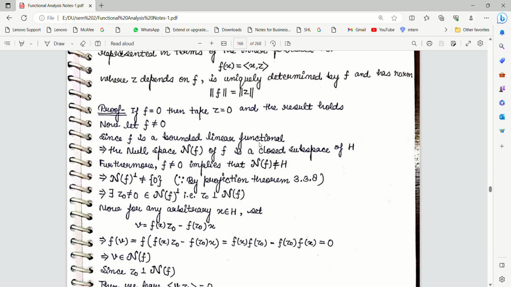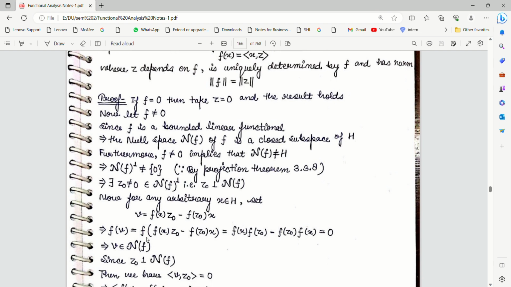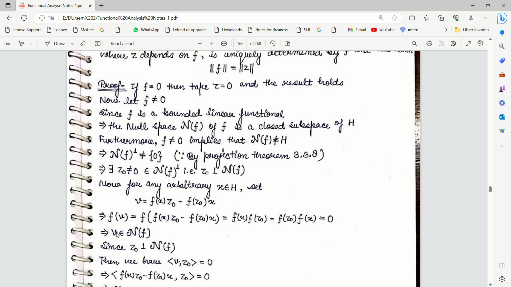Now, f is a bounded linear functional, so we can apply f here, and f should also be applied on the right-hand side. Since f is linear, it can be separated out. So it can be written as f(x) into f(z0) minus f(z0) into f(x). These values are the same, so we can cancel them out, and that is equal to 0. As f(v) is equal to 0, we can say that v belongs to the null space of f.